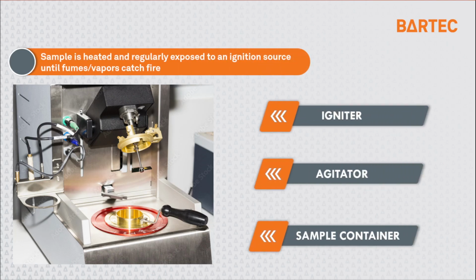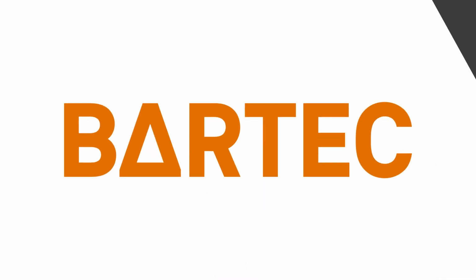How do we measure flashpoint in the laboratory? So the apparatus you can see here is used to measure flashpoint. A sample is heated and agitated, and at a regular interval, it will be exposed to the ignition source. Commonly, those laboratory apparatus are composed of the ignition source, the agitator, and then a sample cup.